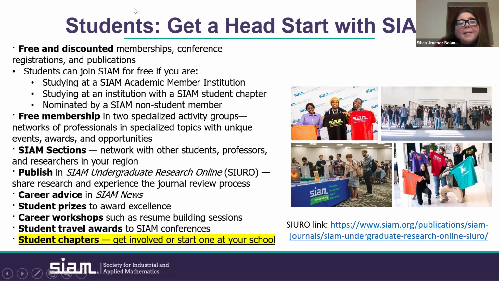So the first thing, an important thing, is students actually get free or discounted memberships to SIAM, and not just to the actual organization, but you also have discounted conference registrations and publications. And one wonderful thing is that it can be a free membership if you satisfy one of the three properties. One, for example, you could be part of a SIAM academic member institution. If you're not sure, you can always go to the SIAM website and check if your institution is an academic member institution. If it is, you are able to have a free SIAM membership.